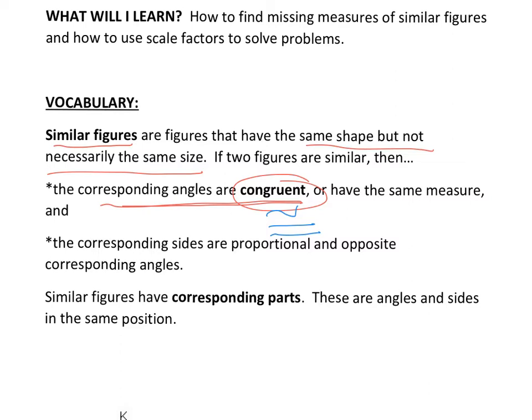Then if we say that the corresponding sides are proportional, that just means that each one of the ratios has to be equal to each other. Now, similar figures have corresponding parts. So when you hear the word similar, that means they share something in common. These could be the angles and sides in the same position, but not necessarily always the same exact measurement. It could be and it might. It just depends on the actual image.